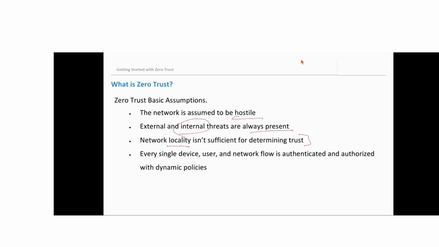So even if they do go to building three, floor four, whatever, and that's where sales is, it doesn't mean we trust anything they do. Every single device, user, and network flow is authenticated and authorized with dynamic policies. So in the class, that's what we do. We learn to configure dynamic policies that change with our traffic, with our data.